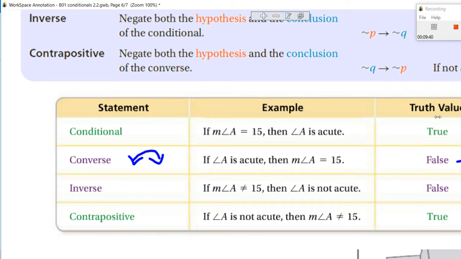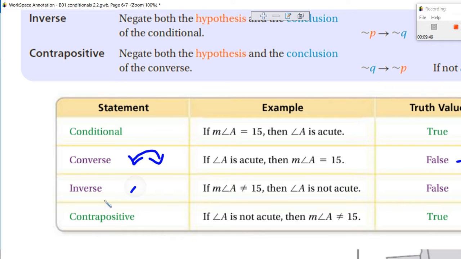The inverse, I'm just going to draw the little tilde there. Remember, that's our not. So I'm going to look at my original one and just say not. If the measure of angle A is not 15, then angle A is not acute. Well, that's also false, right? I could use that same example of the measure of angle A equaling 5. It's not 15, but it's still acute. So these two are both false, and you'll find that that happens in most cases. We call it the fallacy of the converse and the fallacy of the inverse.